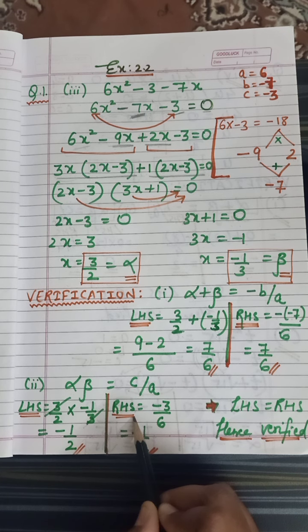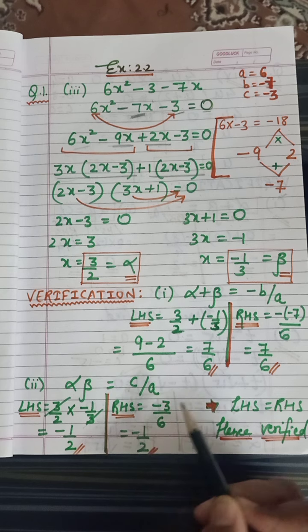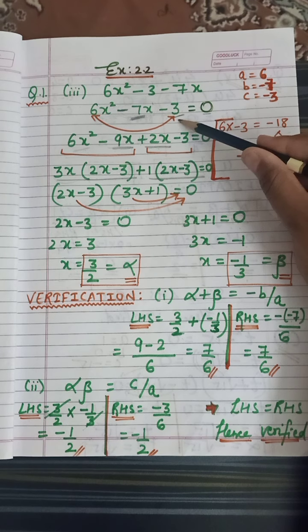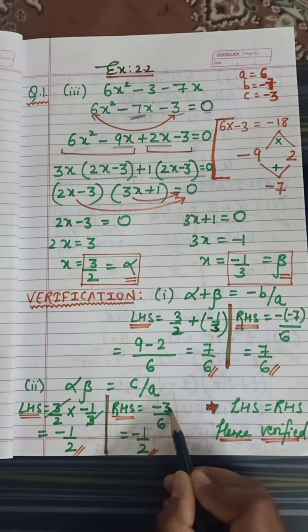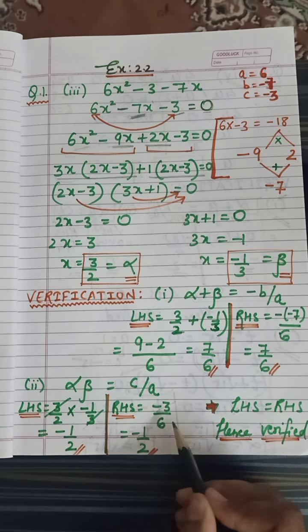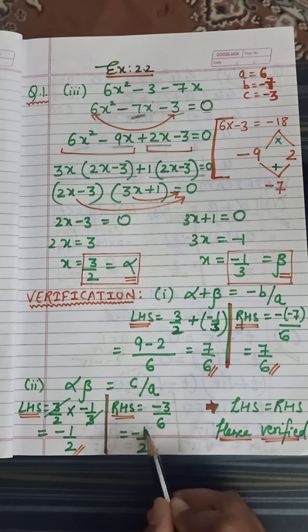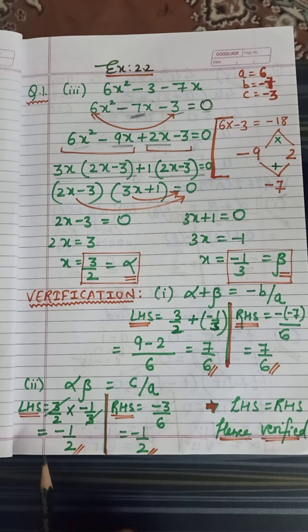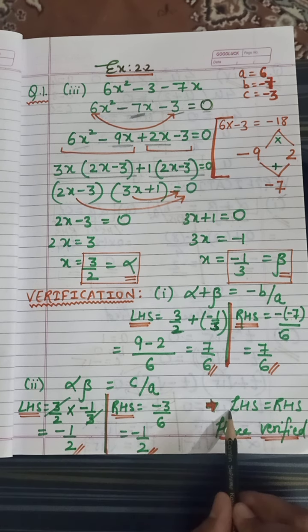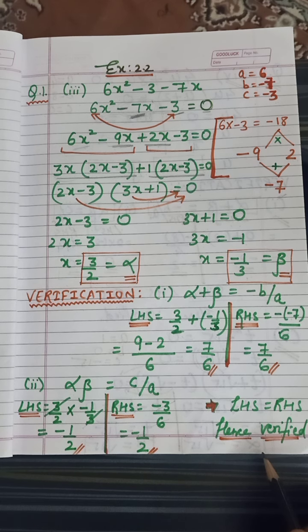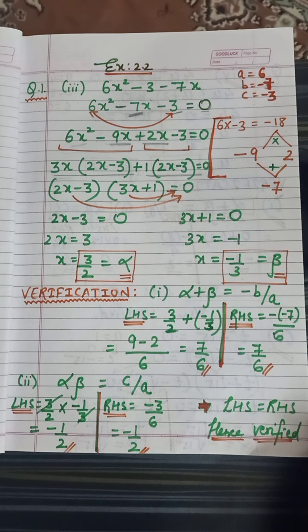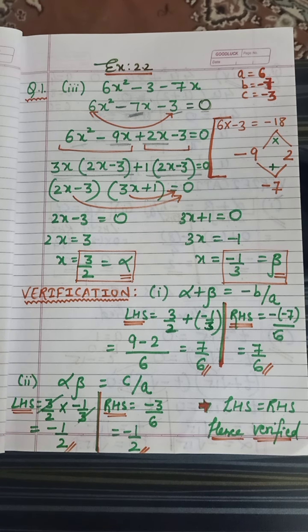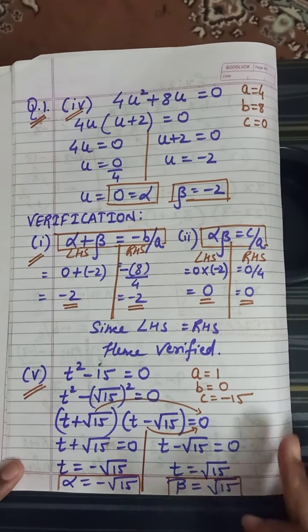Now check the right hand side. That is c by a. c is the constant term. So what is your constant term here? Minus 3. So minus 3 upon a is 6. Minus 3 upon 6. Cancel it. 3 1s are 3, 3 2s are 6. So the answer is minus 1 by 2. So on the left hand side and right hand side you got minus 1 by 2. It means LHS and RHS are equal. So we have verified the relationship of the zeros with the coefficients. So, okay children, let us take more examples here.